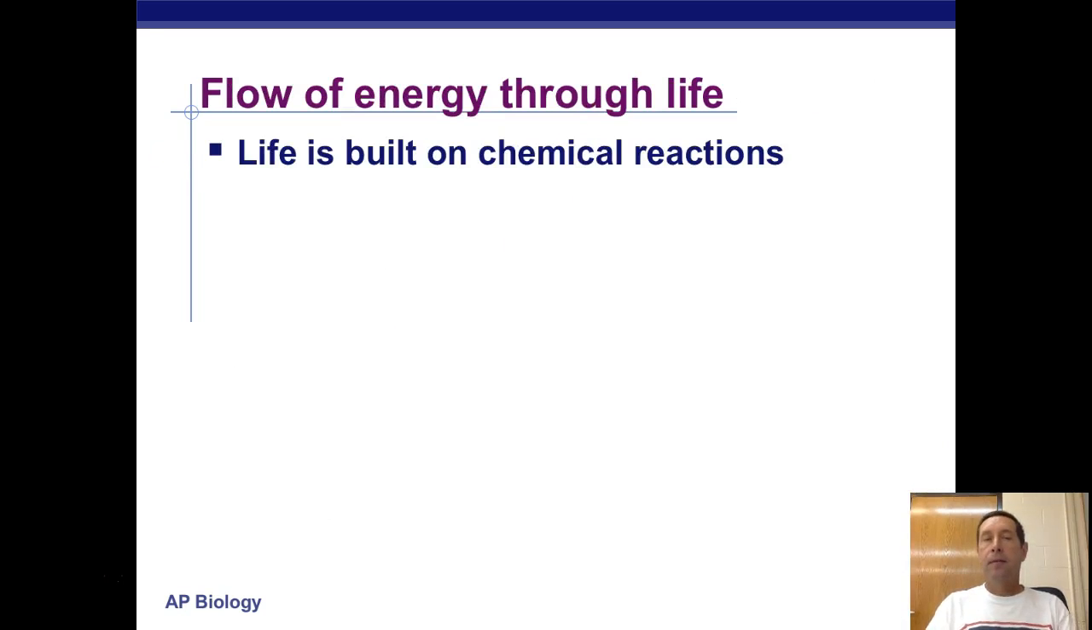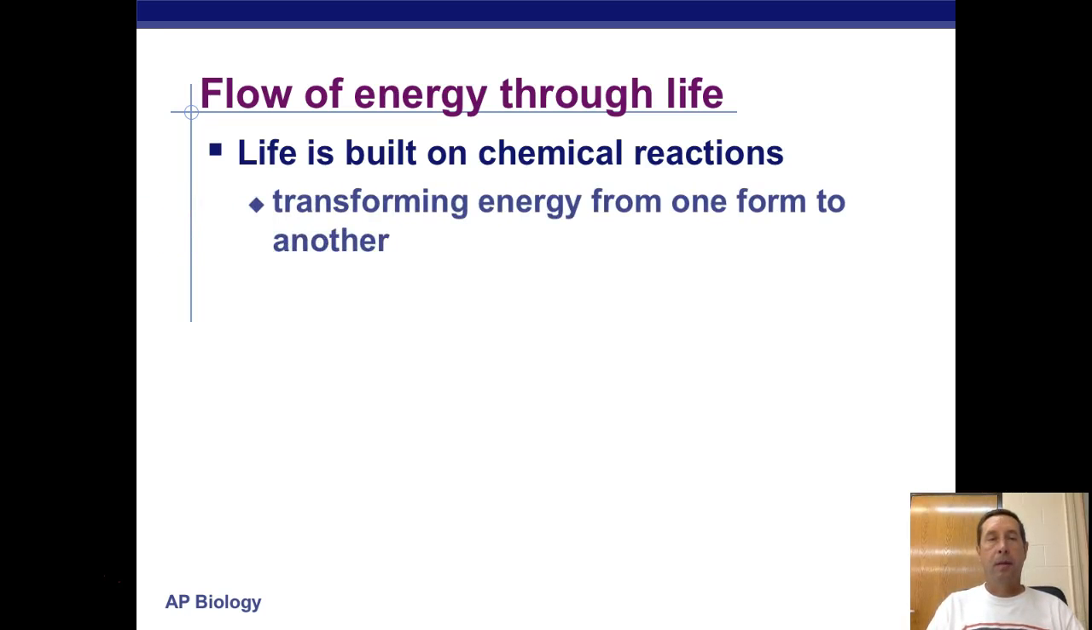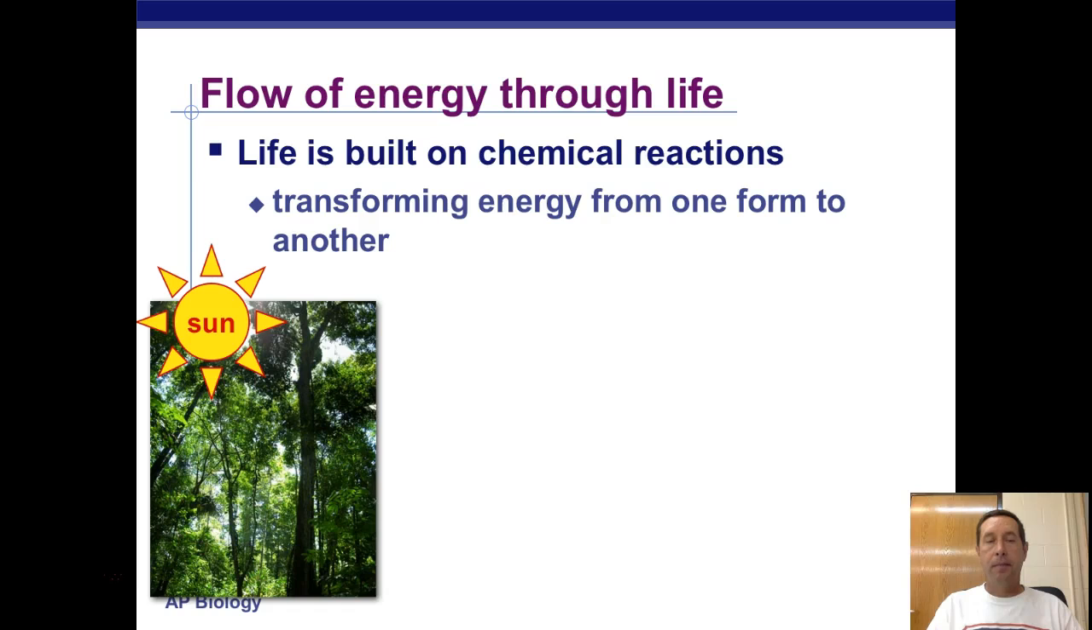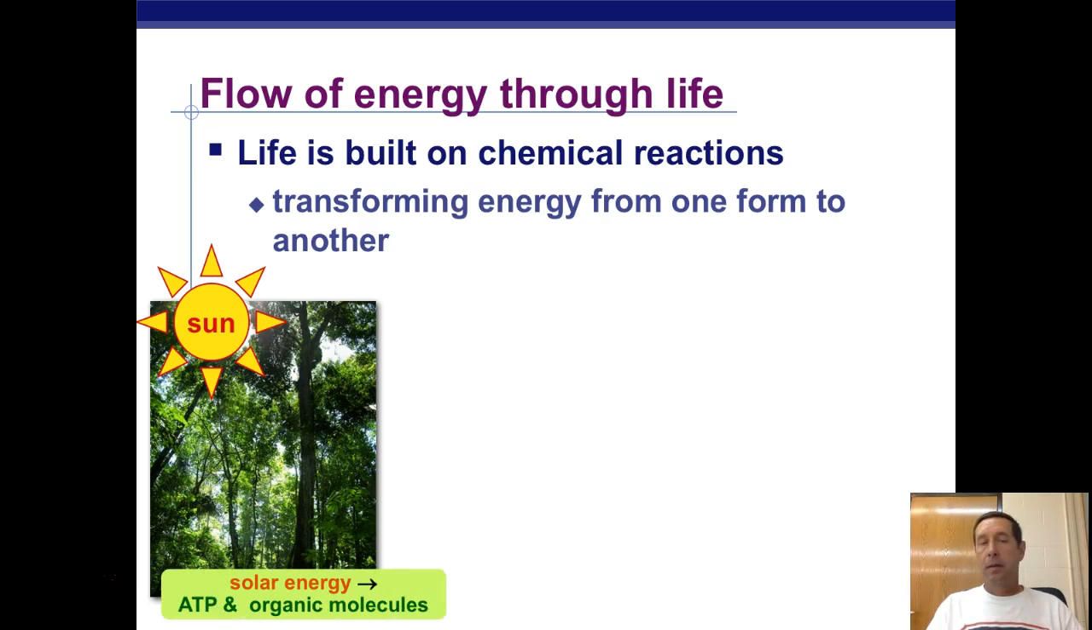So we know that life is built on chemical reactions, and chemical reactions require energy. One type of reaction we'll talk about is the transforming energy reactions, where energy is transferred from one form to another. You know, we can't create energy, but we can change its form. So sunlight is one form of energy. The energy from sunlight is converted into things like ATP and organic molecules or food by the producers through photosynthesis.